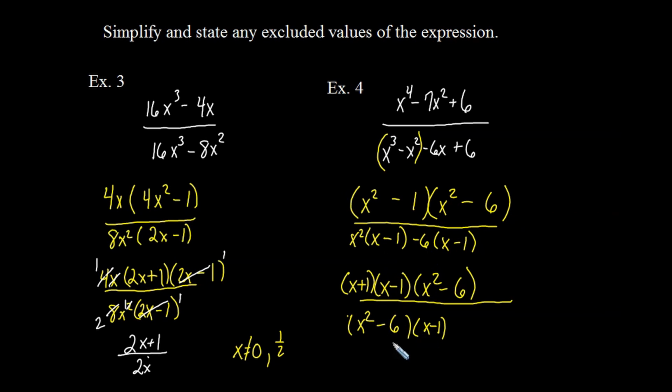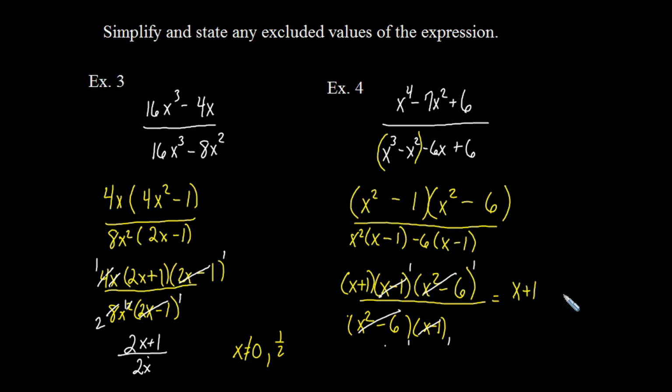From there, we'll just match up our common terms. We will divide those to be 1: x squared minus 6 and x squared minus 6 cancel. And then we'll have x minus 1 and x minus 1 that also divide to be 1. And then we're left with a single term. x plus 1 is our simplified answer. Let's write that over to the side so it's a little bit easier to see. Write that as x plus 1.